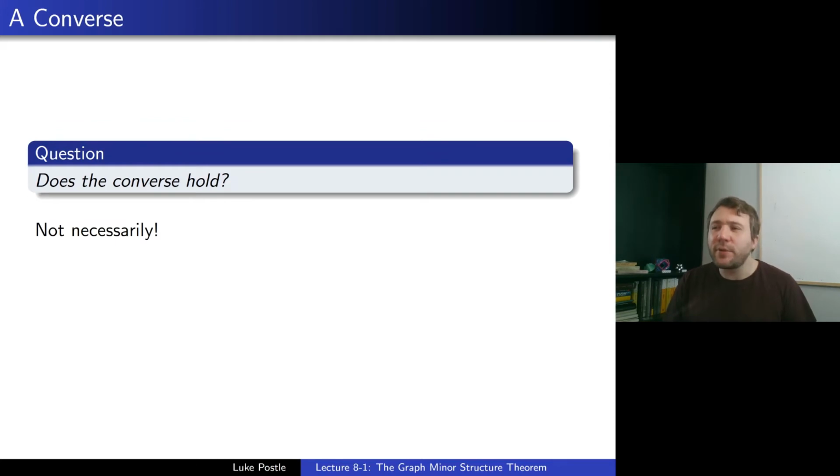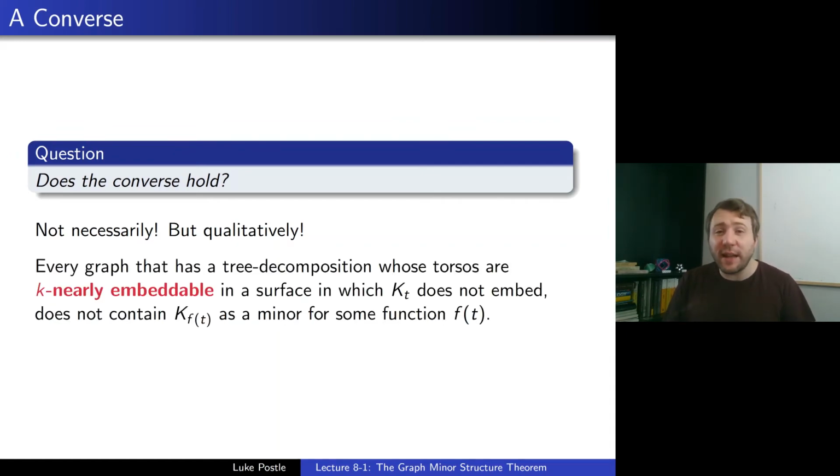Of course, the numbers weren't quite right, but qualitatively it's going to be true. So it's not precise enough. It's not an if and only if, but what is true is that every graph that has a tree decomposition whose torsos are k-nearly embeddable on a surface in which K_t does not embed does not contain K_{f(t)} as a minor for some function f of t. So it's some qualitative converse, some if and only if, in the same way as the grid theorem is kind of like an approximate if and only if. Okay, so that's what I wanted to say about the graph minor structure theorem.